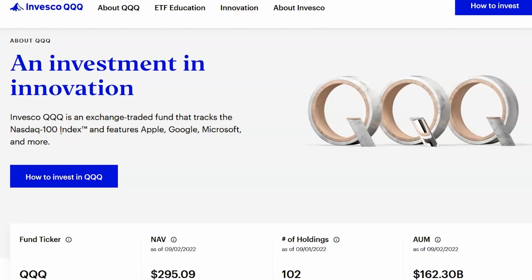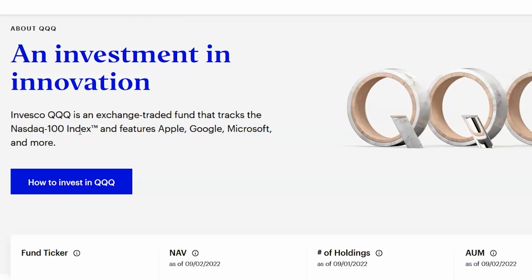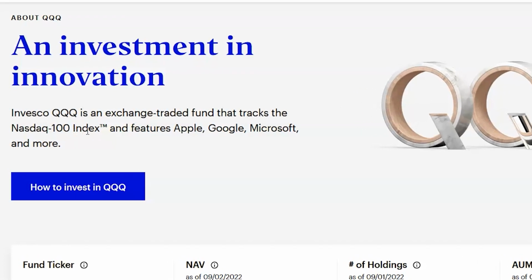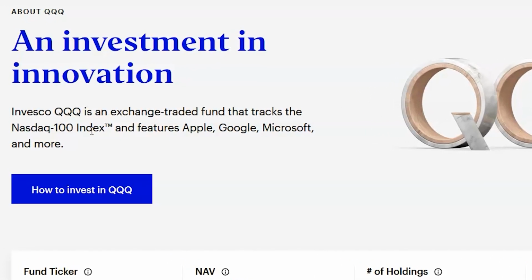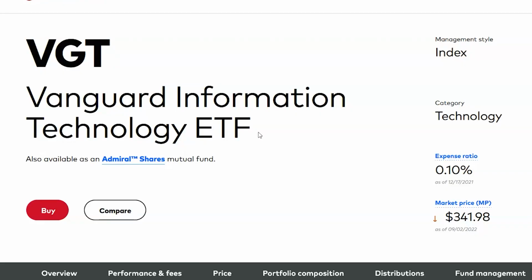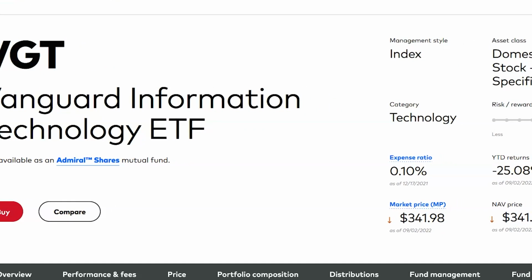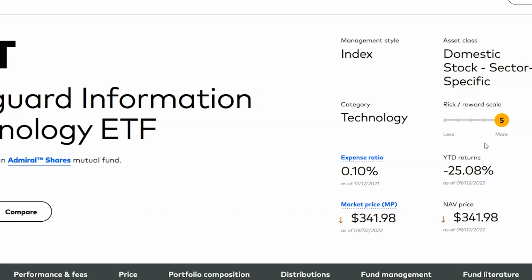QQQ is an ETF put out by Invesco. It tracks the NASDAQ 100 index, or basically the largest 100 companies based on market cap inside the NASDAQ. On the other hand, VGT is the Vanguard Information Technology ETF. Unlike QQQ, this is an ETF that only invests in the technology sector.